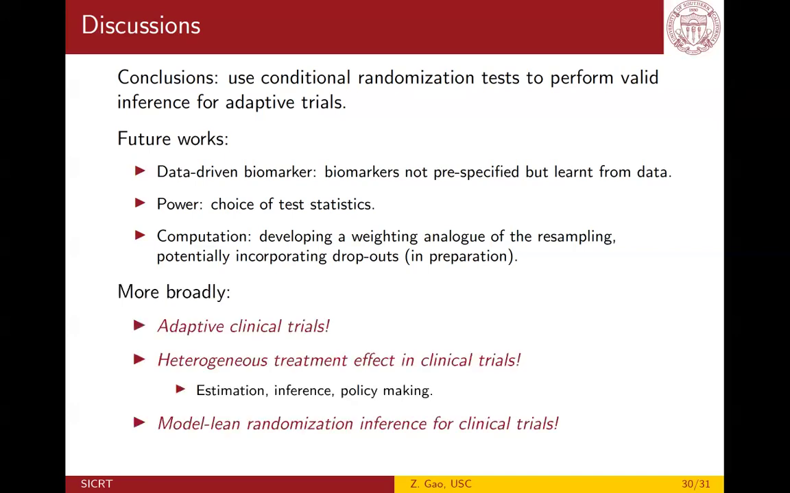All right. So more broadly, personally speaking, I think adaptive clinical trials are pretty promising. They have a lot to offer. And there are not so many adaptive trials so far that I can access. So if you have some adaptive trial data that you would love to try our methods on, I will be super excited to jump in.